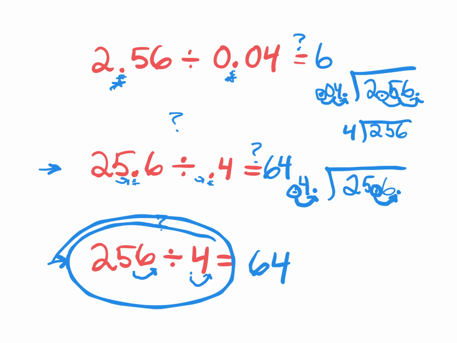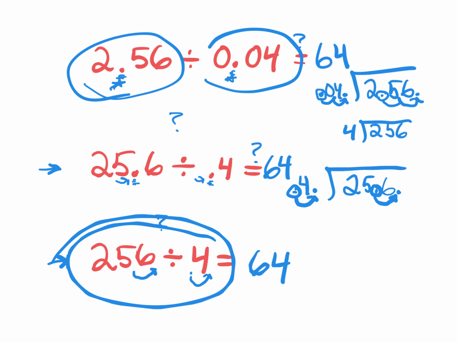Right, the same. Always get 64 with any of these, because the relationship is that the decimal point moved the same amount in both the divisor and dividend, and the quotients were the same. So remember, the first number is the dividend here, and this number is the divisor.